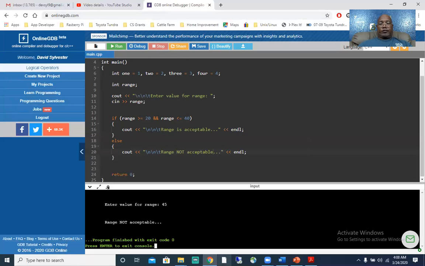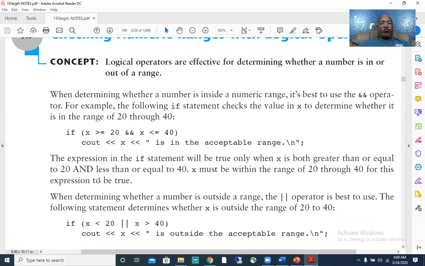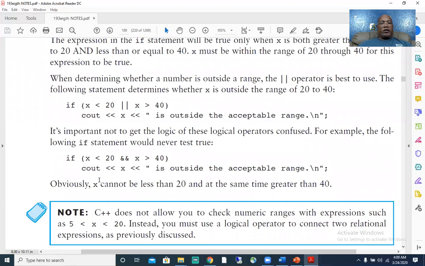All right. So that's all it's basically saying. So when you're doing something with a particular range, and you want to check within that range, use the AND. All right. Now, it tells us, and we're just explaining what we just talked about, the expression in the if statement will be true only when X is both greater than or equal to 20 and less than or equal to 40. X must be within the range of 20 through 40 for this expression to be true. Okay, what we just basically talked about.